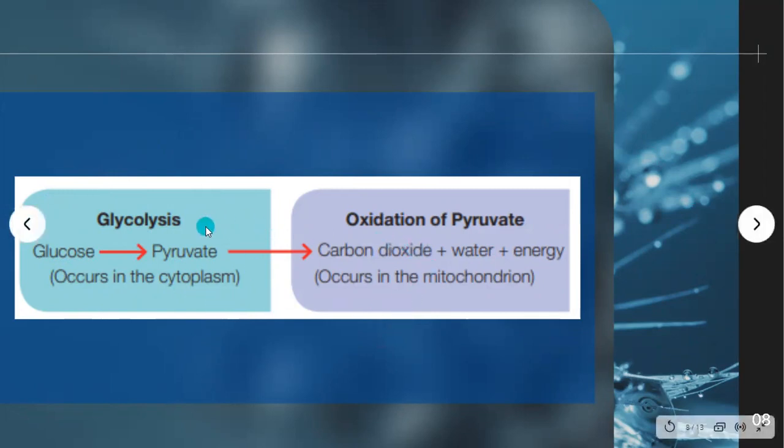However, after pyruvate forms after glycolysis, it is going to undergo oxidation. The second process is called oxidation of pyruvate, which forms the final products: carbon dioxide, water, and also energy in the form of ATP. This oxidation of pyruvate occurs in the mitochondria. So this is in the cytoplasm, this is in the mitochondria, and the whole of glycolysis plus the oxidation of pyruvate is the whole process of aerobic respiration.